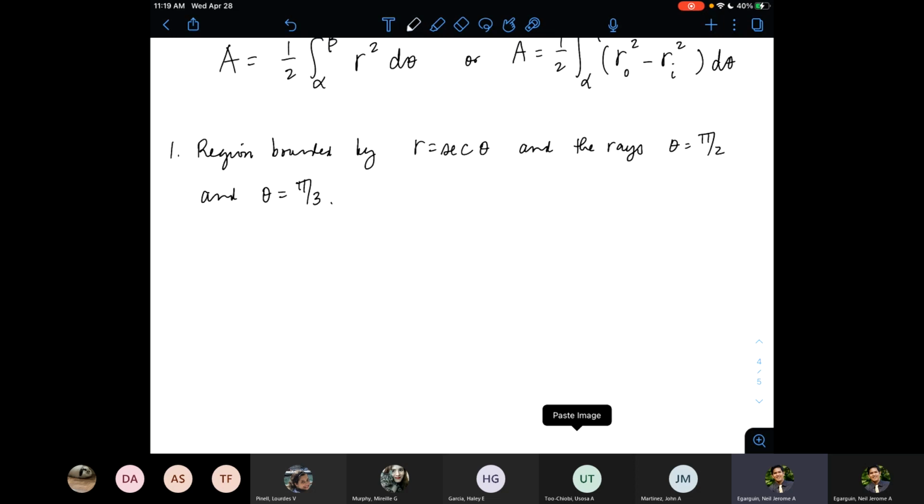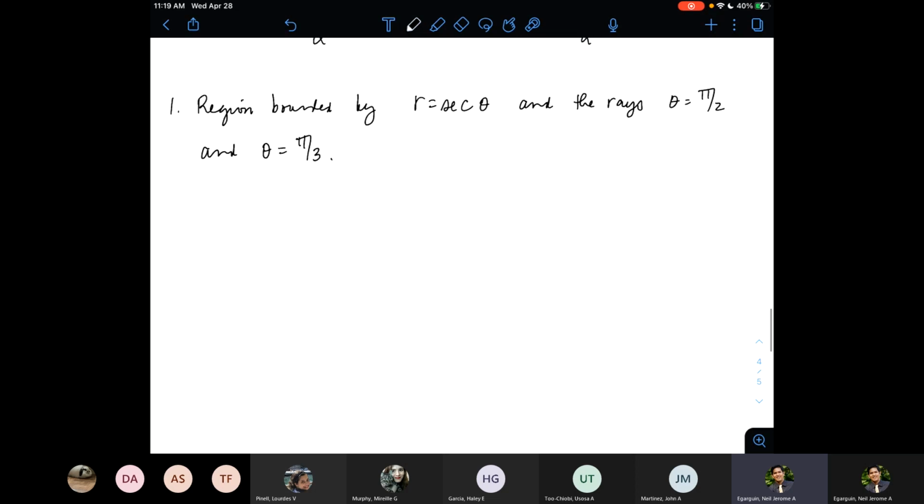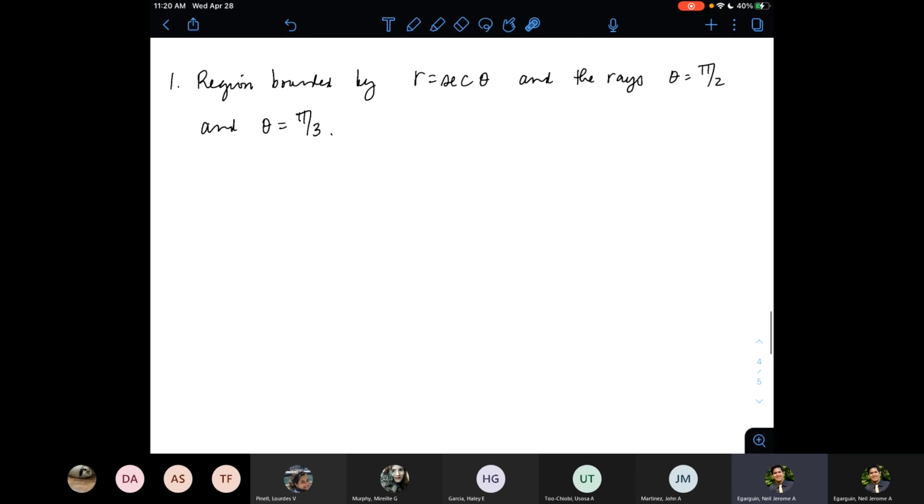Okay. So as usual, it would be better to have a graph of the region to know exactly what is the outer radius, the inner radius, or if there's only one radius involved. So here, let's look at the equations. We have theta equals pi over 2 and theta equals pi over 3. We know that these are just lines passing through the pole, so they are easy. Perhaps let's start with r equals secant theta. Do you guys remember what is the graph of r equals secant theta? Have you encountered this before?